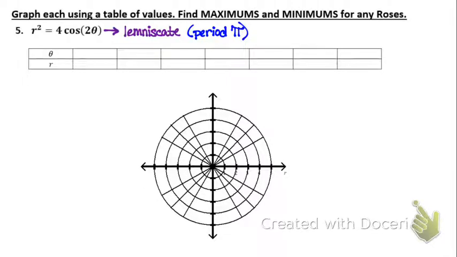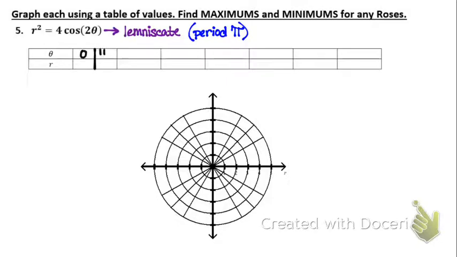The reason I keep pressing you guys about the period is because if the period is pi, we don't have to go all the way out to 2 pi. Less work. If you take it out to 2 pi, you're just going to repeat values and trace back over your drawing. All right, so let's get our values in here up to pi.